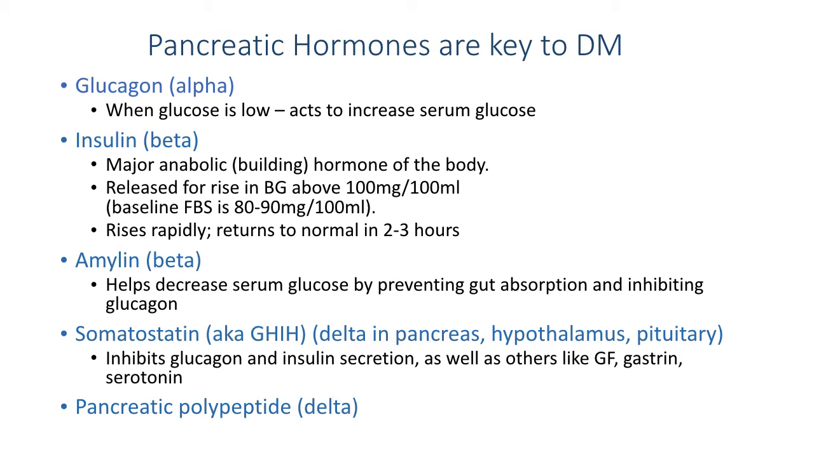Somatostatin, growth hormone inhibiting hormone, is released from the delta cells in the pancreas. And it's also released from the hypothalamus and the pituitary. So it's released in multiple different places. And it is an inhibiting hormone, which inhibits glucagon and insulin secretion. So basically, hey, whoa, back it off. So you can see how it's part of this negative feedback loop.